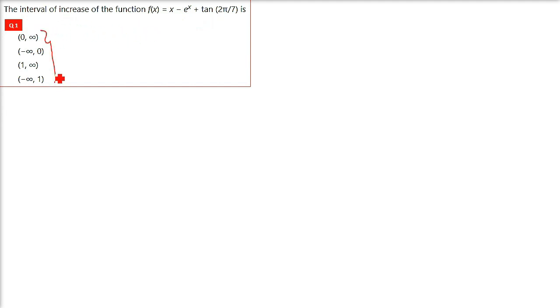Now in this interval, we have to find out the interval in which it is increasing. So f'(x) has to be greater than 0. That is the only thing which we need to prove.